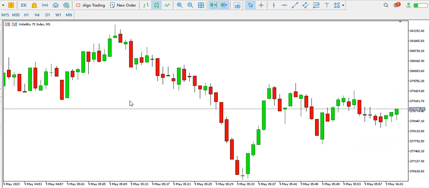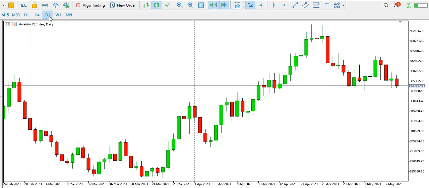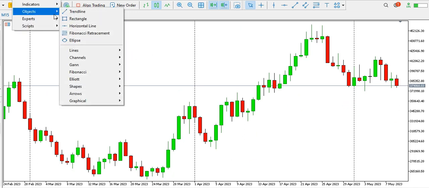if you look at what has happened on the higher time frame, looking at the daily time frame, you can see a double top.